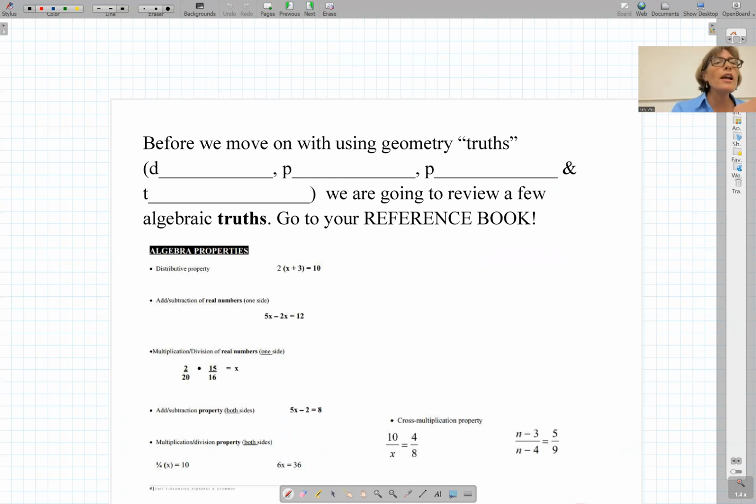Now, where do you find all these truths in geometry? The truths of geometry we call definitions, properties.